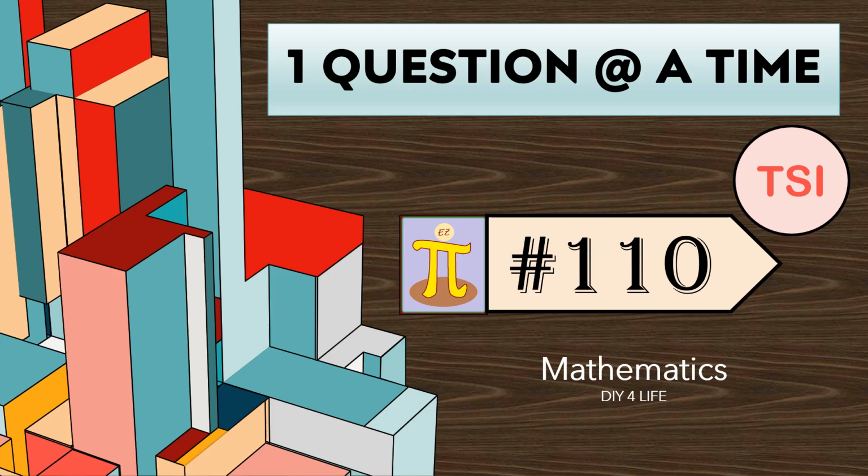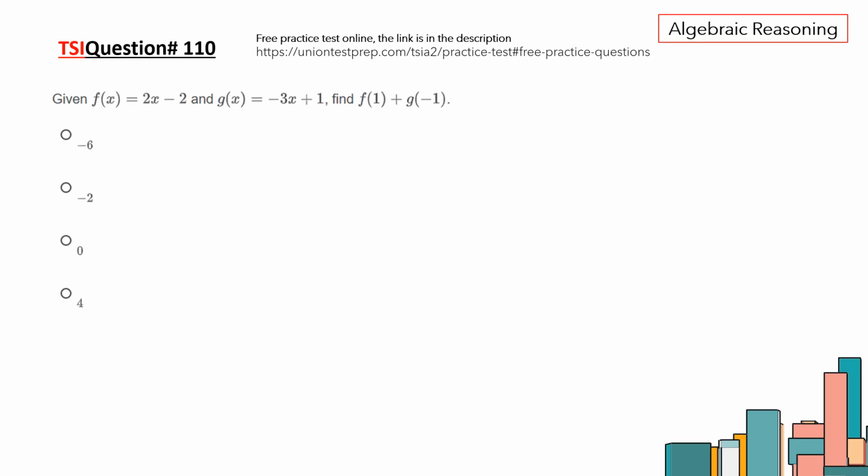Question number 110. Given f of x equals 2x minus 2 and g of x equals minus 3x plus 1, find f of 1 plus g of negative 1. So first we have to find what is f of 1, and then we have to find what is g of negative 1. Then we add them up to answer the question.